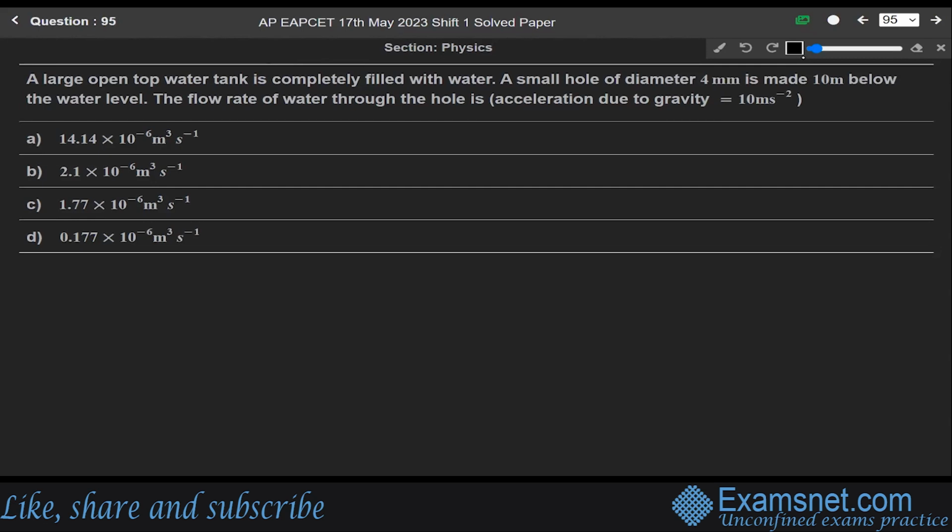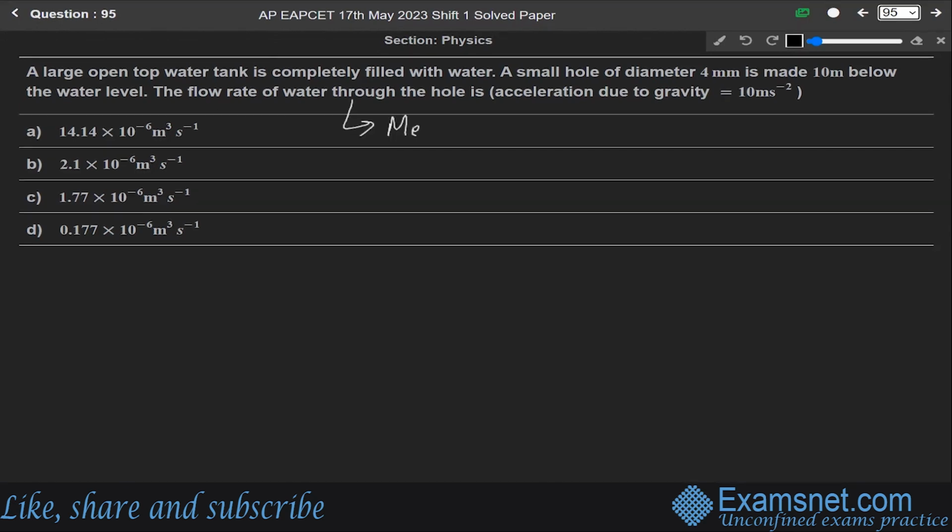Now, next question 95. A large open top water tank is completely filled with water. A small hole of diameter 4 millimeter is made 10 meter below the water level. The flow rate of water through the hole is. So this question is from the chapter of mechanical properties of fluids.